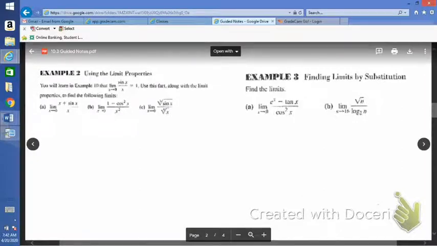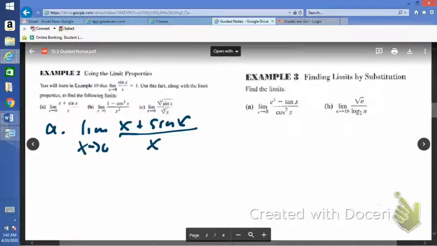Alright, so we're going to do A first. The limit as x approaches 0 of x plus sine of x all over x. Now what we would really love to do is be able to plug in 0 for x and just get our limit. Unfortunately, we can't do that, because if we were to plug in 0 here for x, we would be dividing by 0. Alright, so we have to rewrite this.